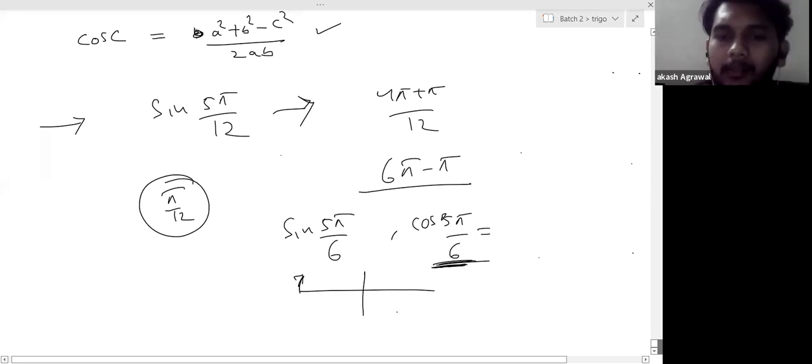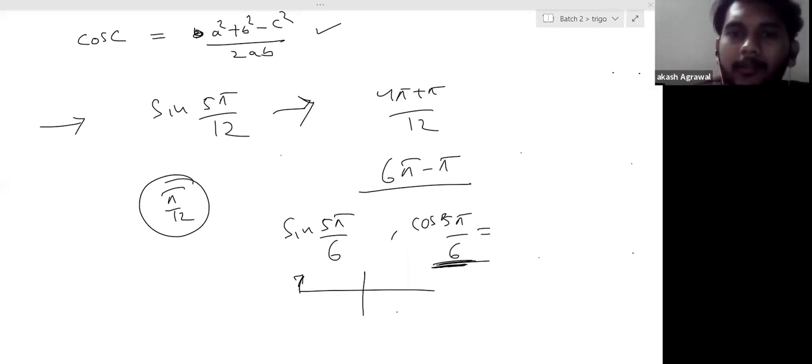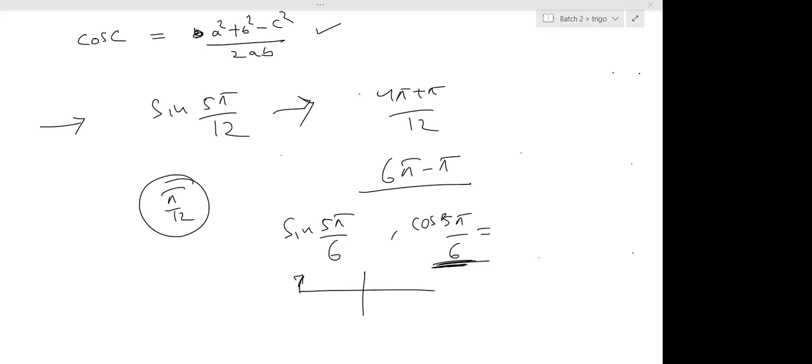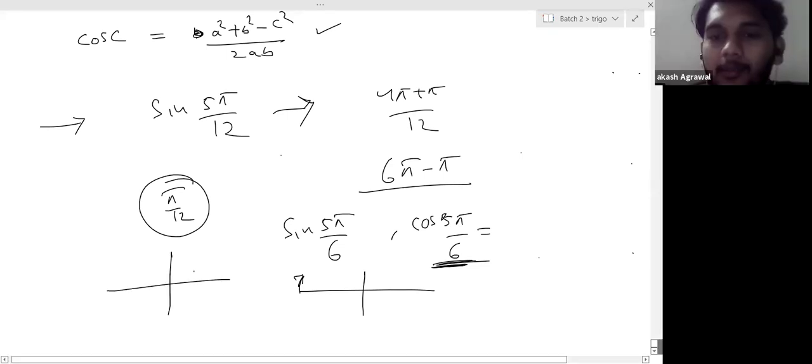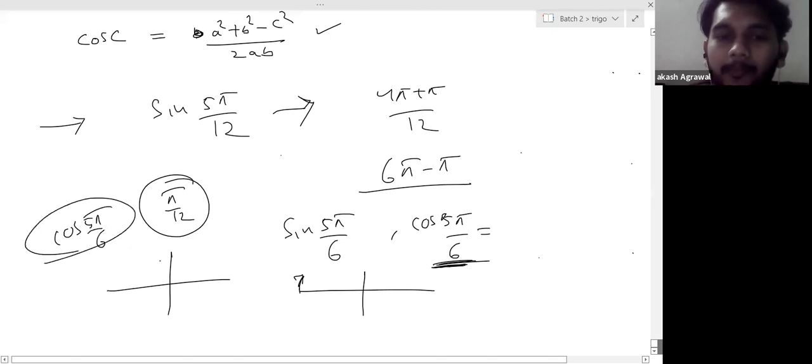Very easy. Remember the type 1 general solution. All right, what I told you, 150. Are you telling me the degree value? I'm not asking the degree value. I'm asking cos 5 pi by 6. What is the answer to this whole?